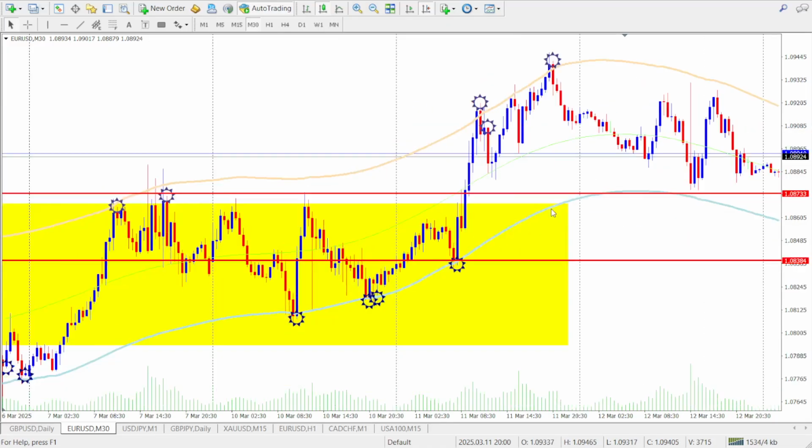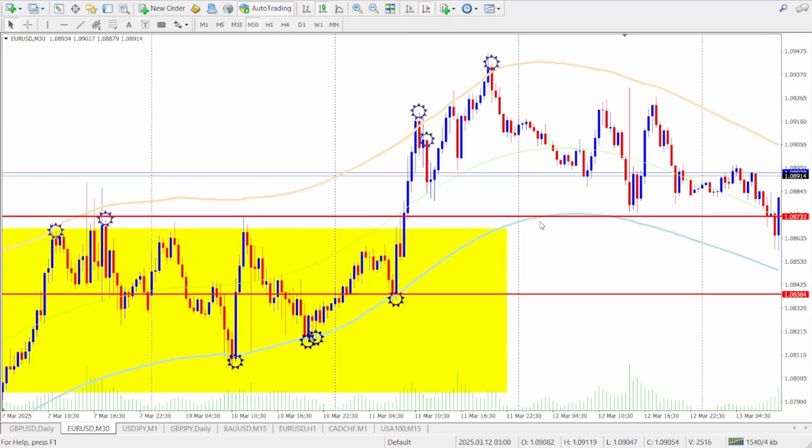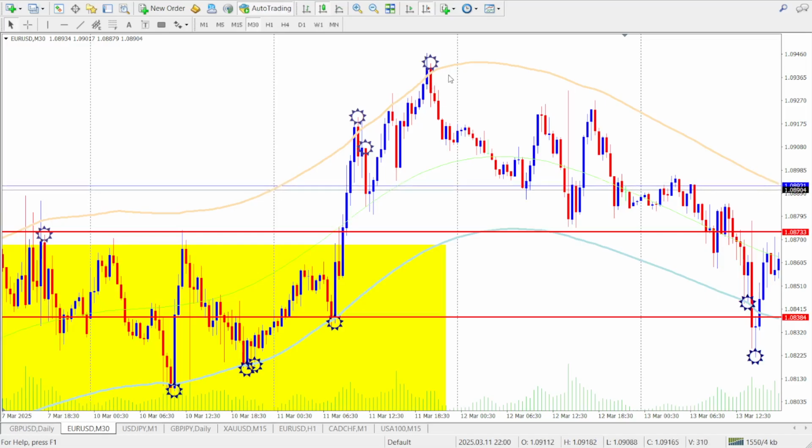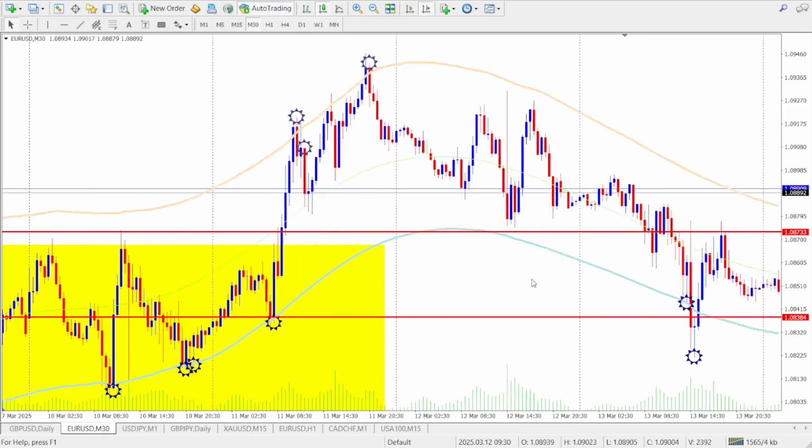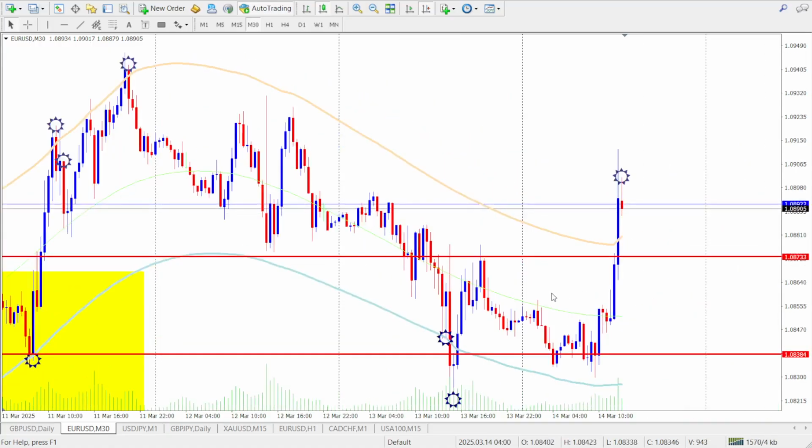Then the next step is to identify your trading zones. If price reaches the upper band, look for a potential short trade. Then if price reaches the lower band, look for potential long trades.